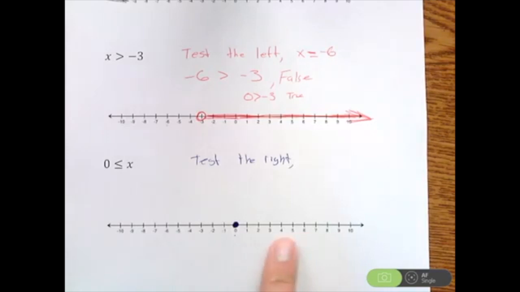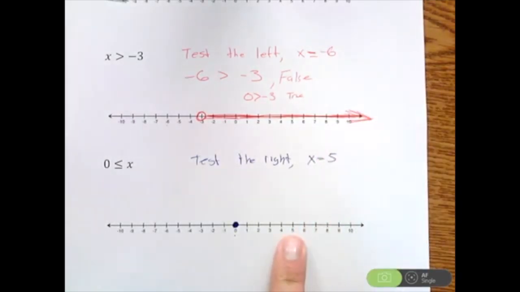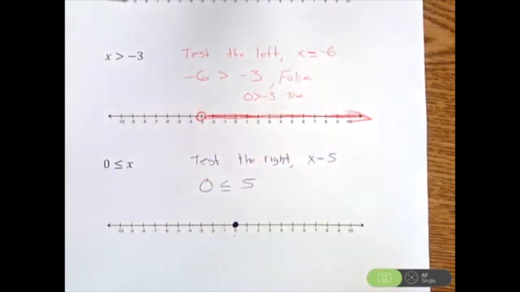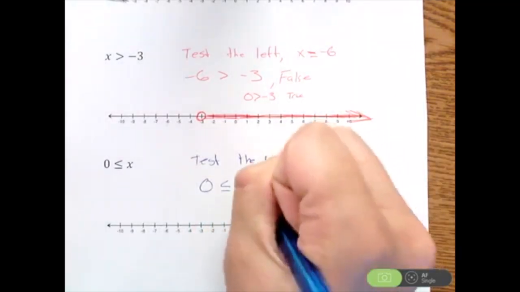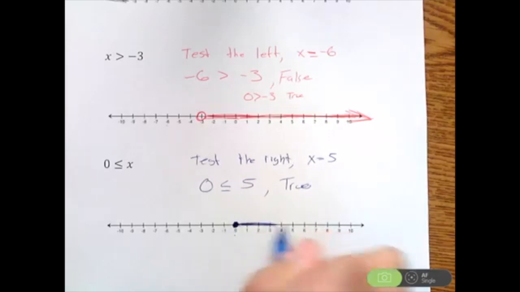You can pick any number over here. Let's do just 5. I'm going to test the right, x equals 5. If I get a true statement, we're going to shade to the right. If I get a false statement, I'm going to go to the left. So we're going to plug in 5: 0 less than or equal to 5. Ask yourself, is this true? Is 0 less than or equal to 5? Yes, it is. So it is true, which means I'm shading everything to the right.